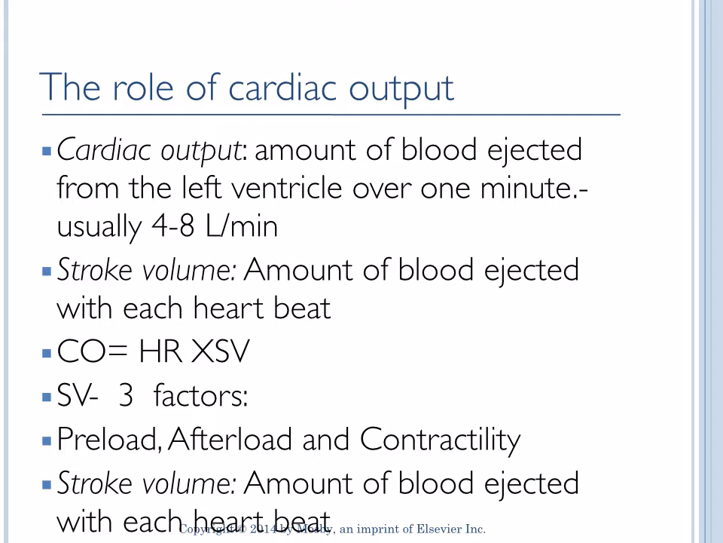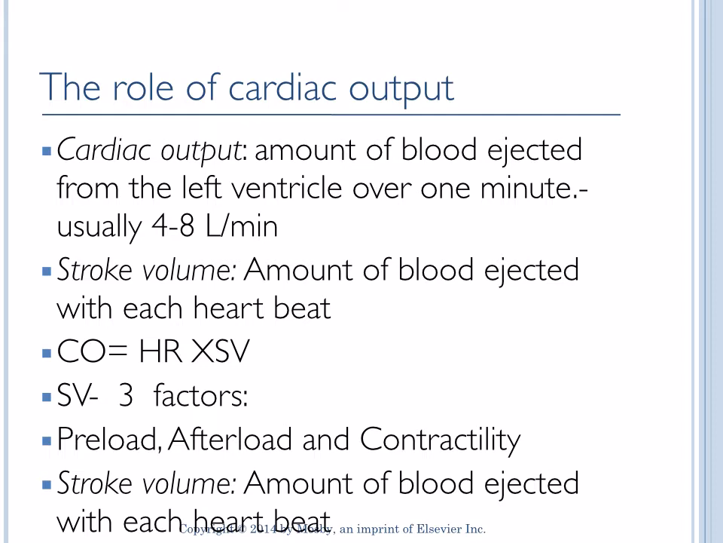Why are we so concerned about the cardiac output? Because cardiac output should remain fairly constant or adequate to maintain whole body perfusion. If the amount of blood ejected from the left ventricle over 1 minute is between 4 to 8 liters per minute, it means that the patient has adequate cardiac output.